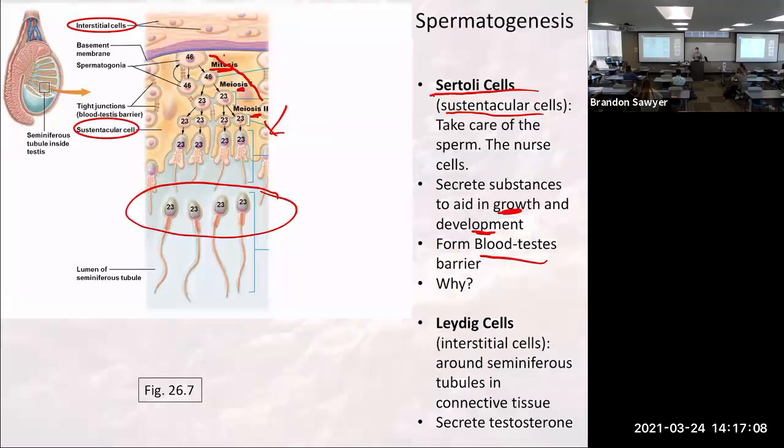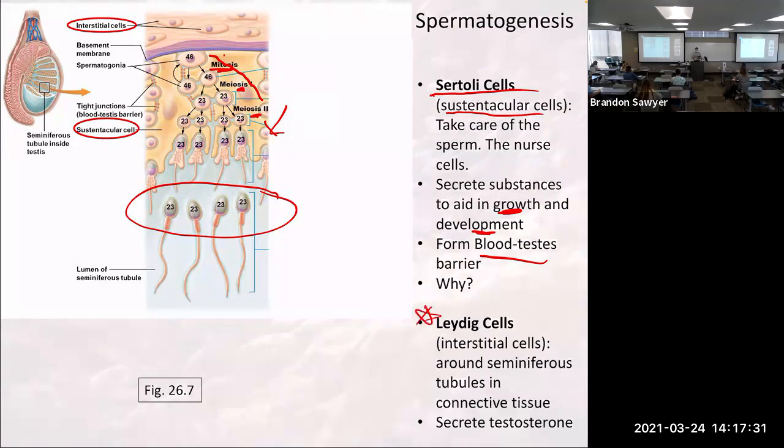And the reason we need a blood-testis barrier is because the genetic makeup of sperm cells is different than that of the rest of the male cells, right? And so the immune system, if it interacts with a sperm cell, it'll destroy it. And so we need to have that barrier between the blood that contains immune cells and the sperm.